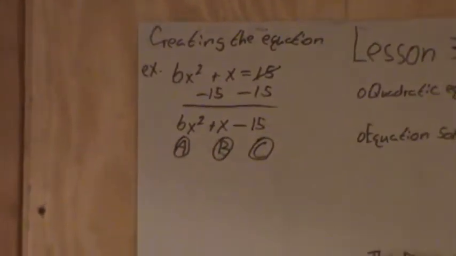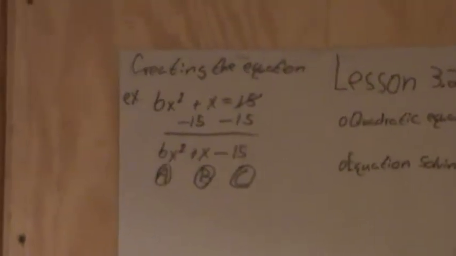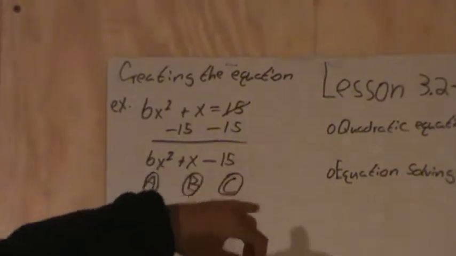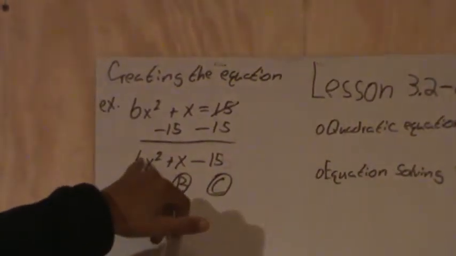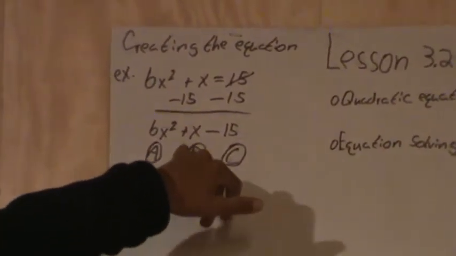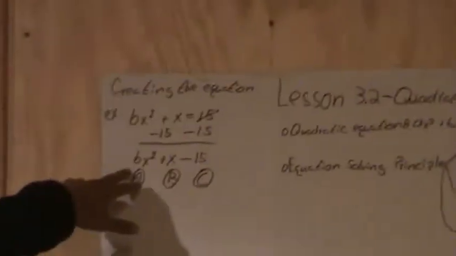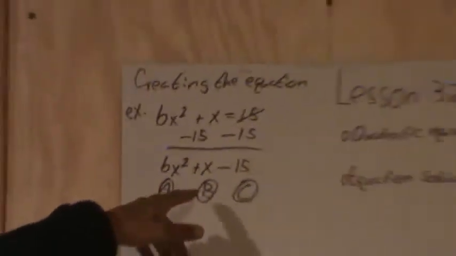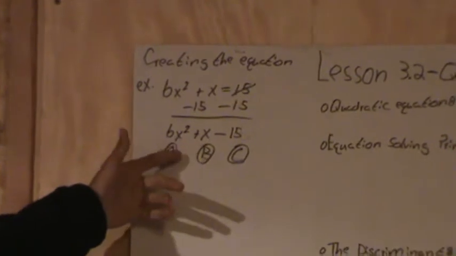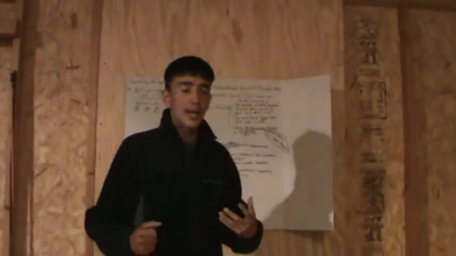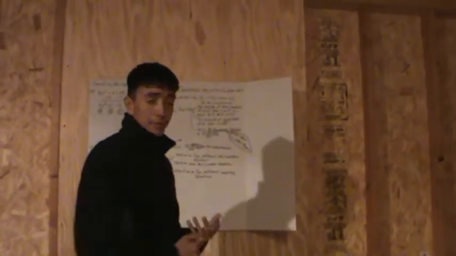To be able to get the equation, we have to have all the numbers on one side. So I subtract 15 from both sides, and I got 6x squared plus x minus 15. According to this rule, a is going to be the number 6. In front of that x is a 1, so the 1 is going to be b. The negative 15 is going to be c. And that's how you get the equation.